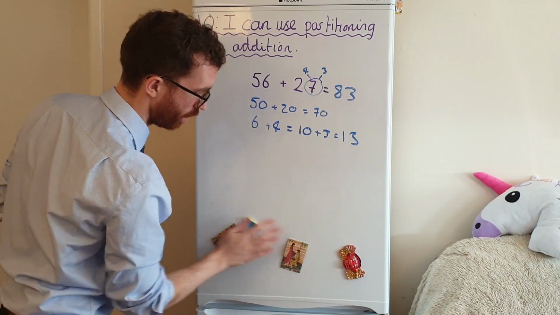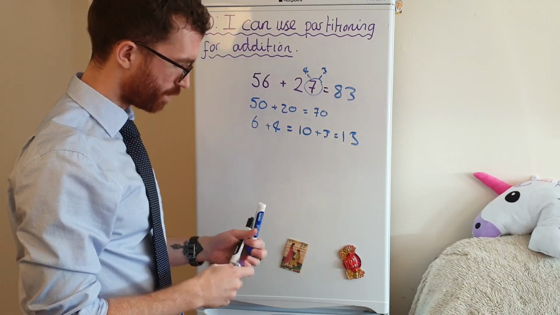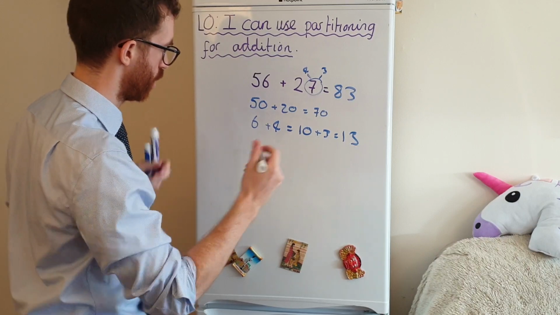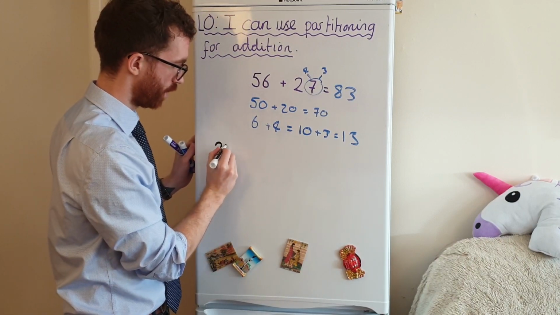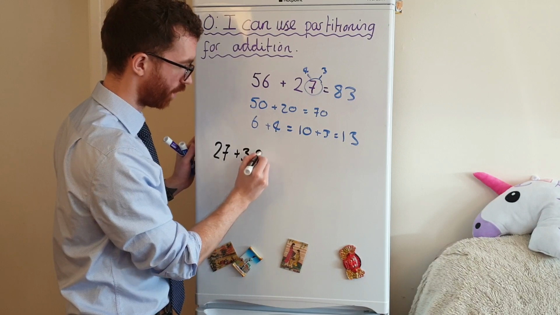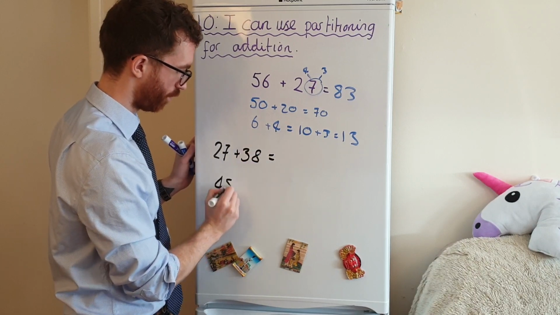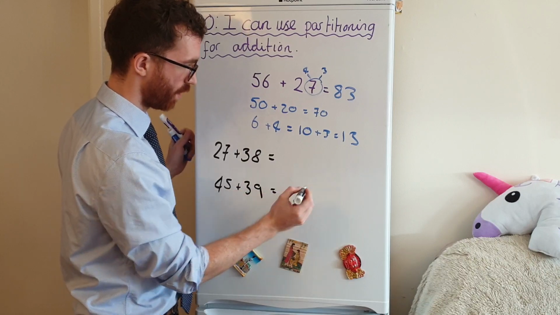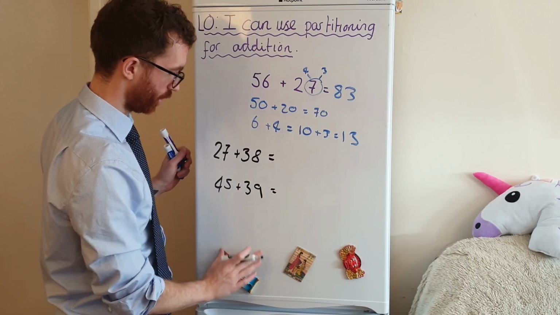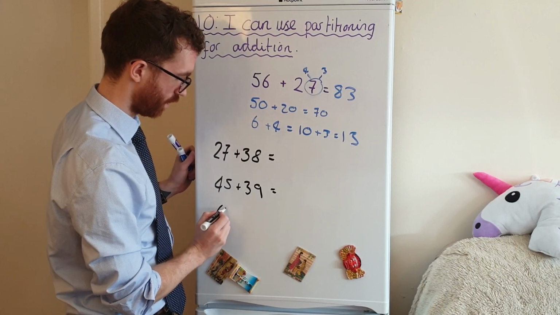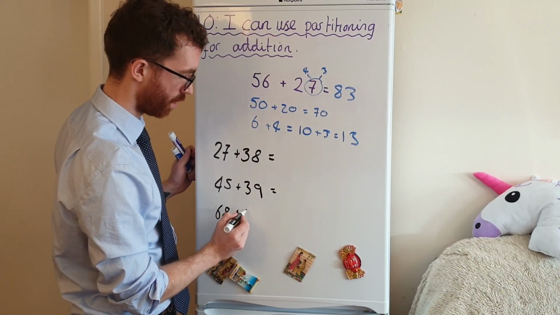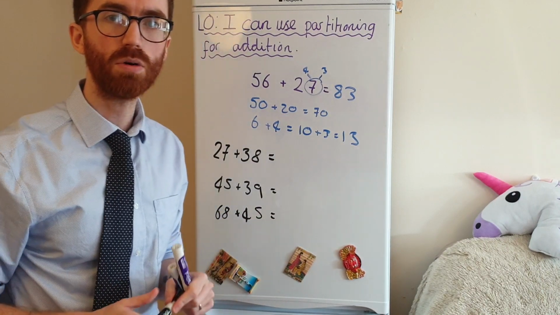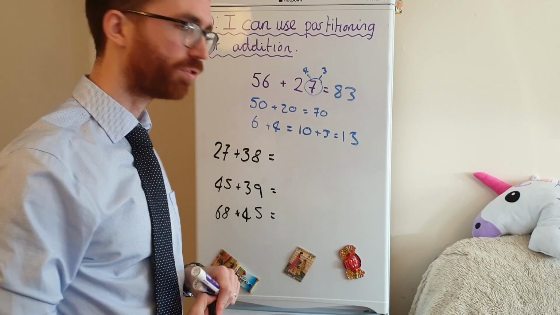I'll move my Vietnamese charms down a little bit, have a little go at some of these questions. So, my first one is going to be 27 plus 38. Then we're going to do 45 plus 39. We'll have one more. We'll do 68 plus 45. So what I'd like you to do now is have a little go at those and pause the video.